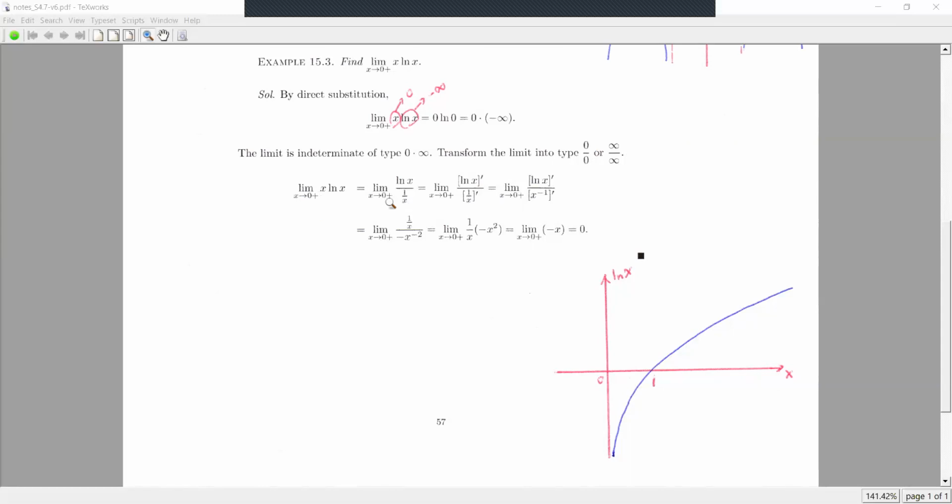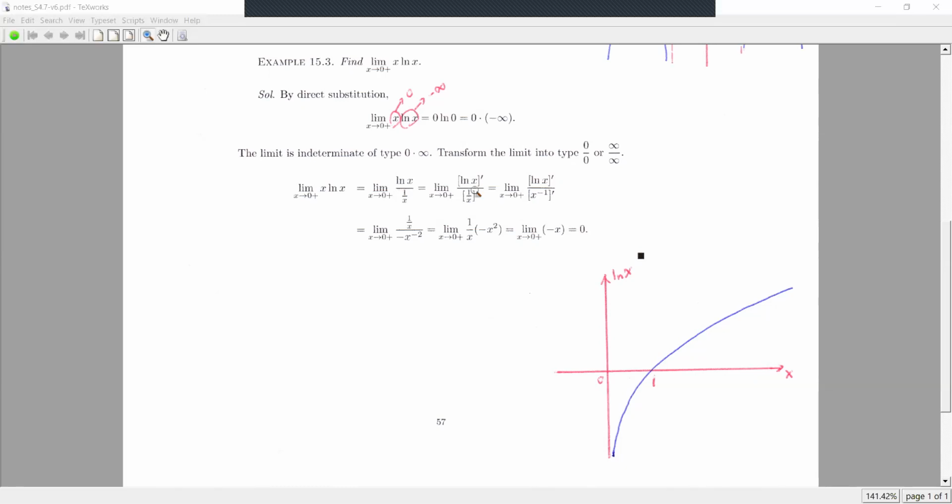Now, as x approaches 0, natural log approaches negative infinity. 1 over x will approach infinity. So this is a difficult limit. The type is infinity over infinity. We can apply L'Hopital's rule to this limit. By L'Hopital's rule, this limit is equal to the derivative of the numerator, natural log, over the derivative of the denominator, 1 over x.